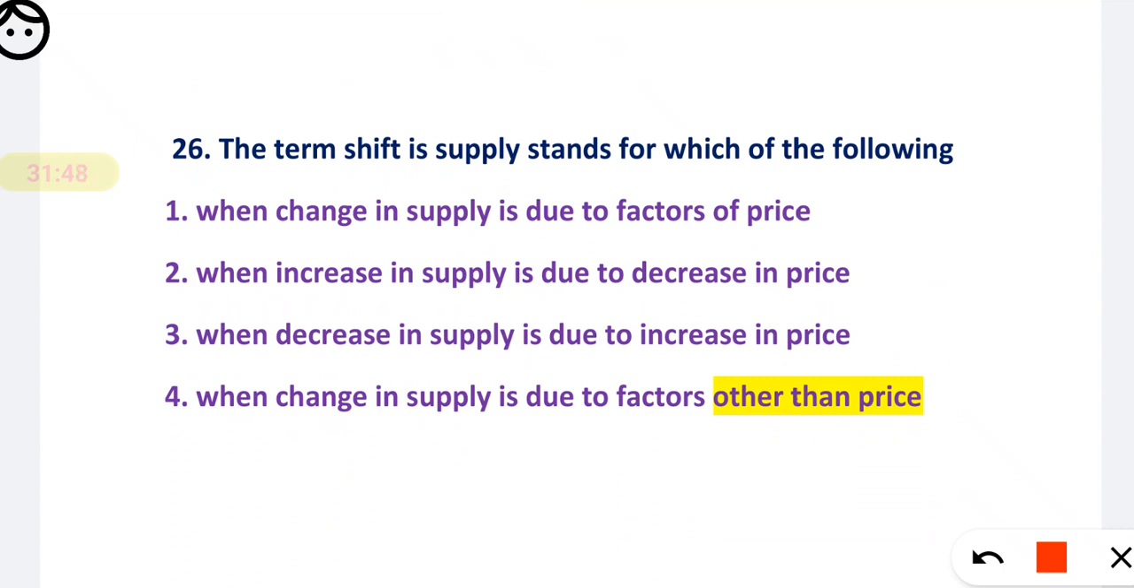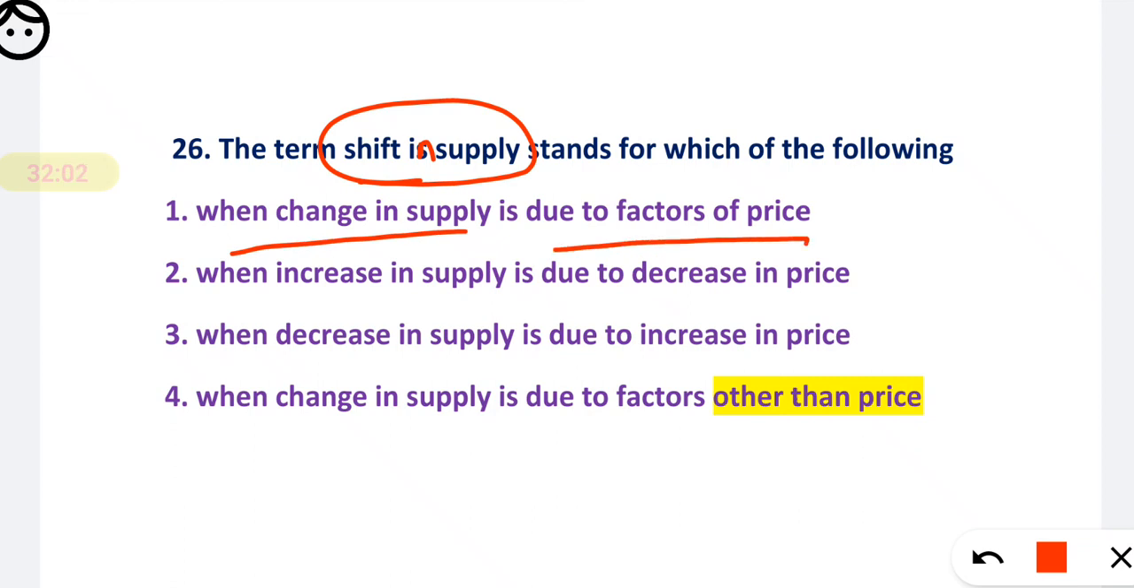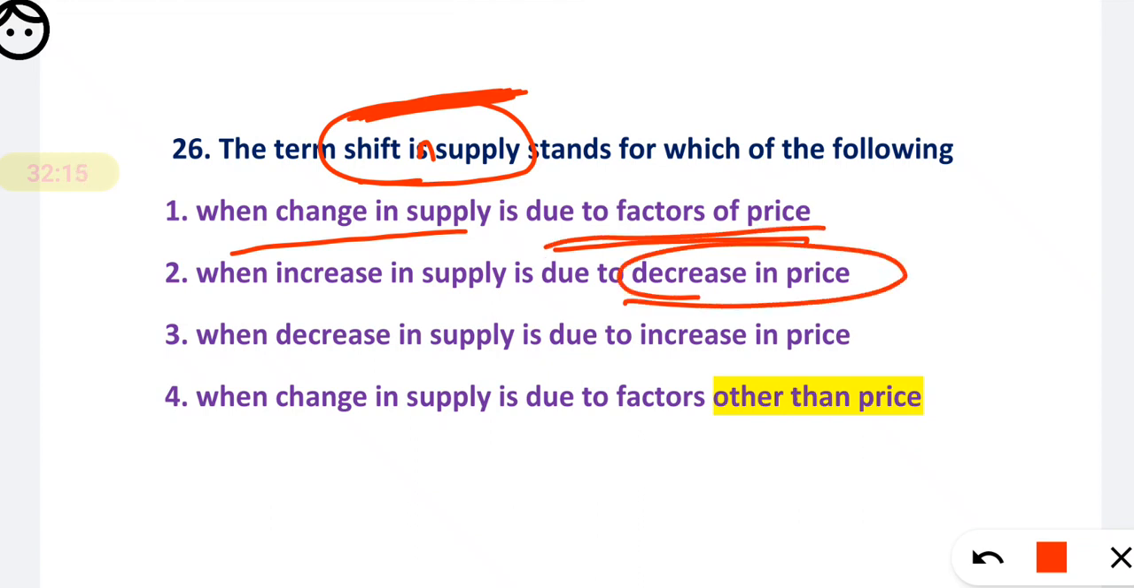The term shift in supply stands for which of the following? What do you mean by basically a shift in supply? For question 26, what they are asking is why there is a change in supply, why there is a shift in supply. First option, change in supply due to the factors of the price; change in supply due to the decrease in the price; change in supply due to increase in the price; and change in supply due to the factor other than price.